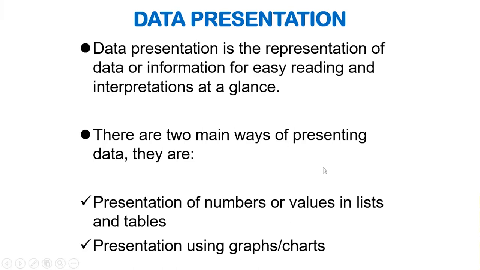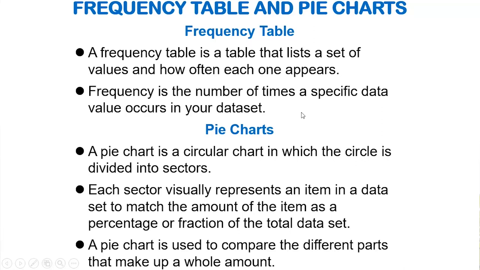Like I said, today we will majorly talk about frequency tables and pie charts, okay? Frequency table and pie chart. I will say a few things about some other ones, like the bar chart, okay? All right, so frequency table. What is a frequency table? A frequency table is a table that lists a set of values and how often each one appears. It is a table that gives us a picture of the values in a statistical data set and how often those values appear in that particular set of values.